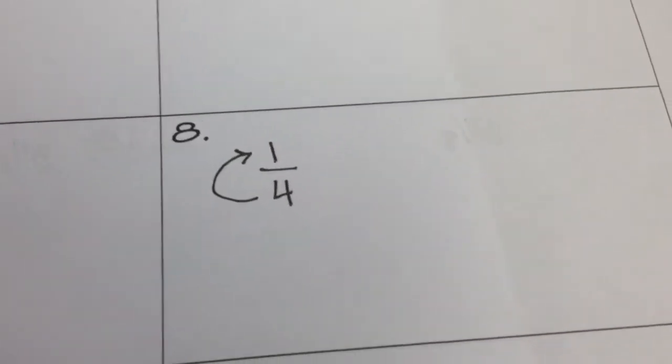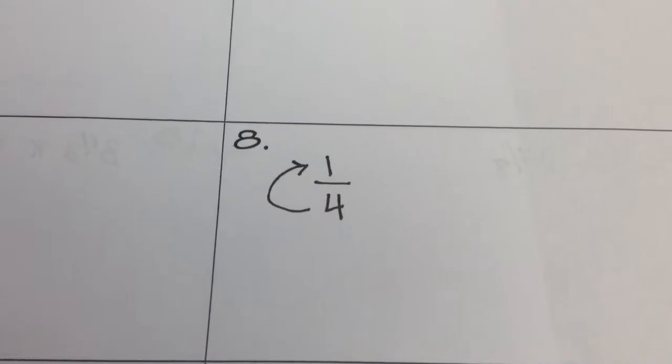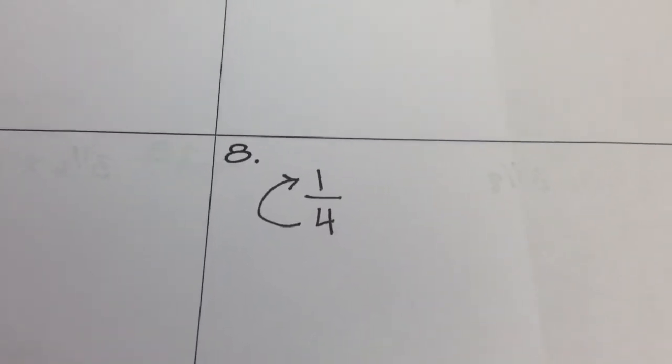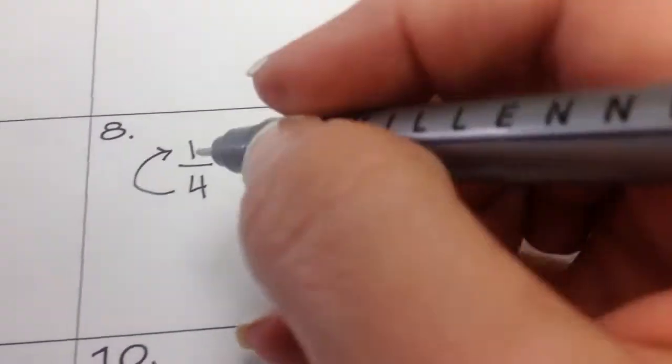Now, it wants you to write 1/4 as a decimal. Well, you can think money, 1/4. What would that look like if you were writing money? How many cents? 25 cents, right? So it'd be 0.25. Now, let's say I didn't know that.